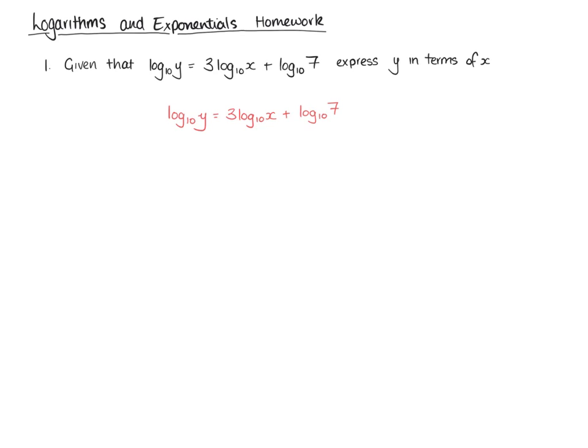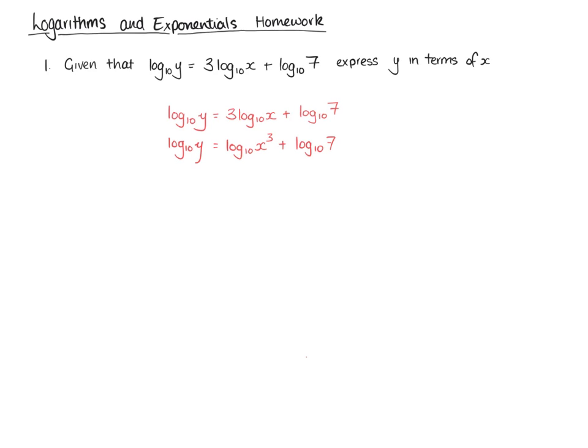On our right hand side we've got two expressions with the same base, so we're going to be able to combine them together. But before we can do that, we need to get rid of this 3 at the front. We know from one of our log rules that we can move that up, so that becomes log to the base 10 of x cubed, and then we still have the plus log to the base 10 of 7.